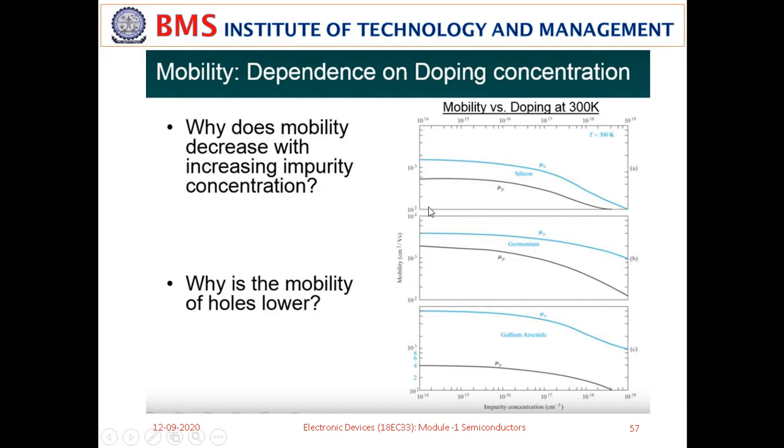So, as you can see here, if the impurity concentration keeps increasing, mobility keeps decreasing. Both electron mobility and hole mobility will keep decreasing. All three plots are shown for 300 Kelvin temperature. So, these are the effects of doping on mobility. The more the doping, the chances of impurity scattering are very high.